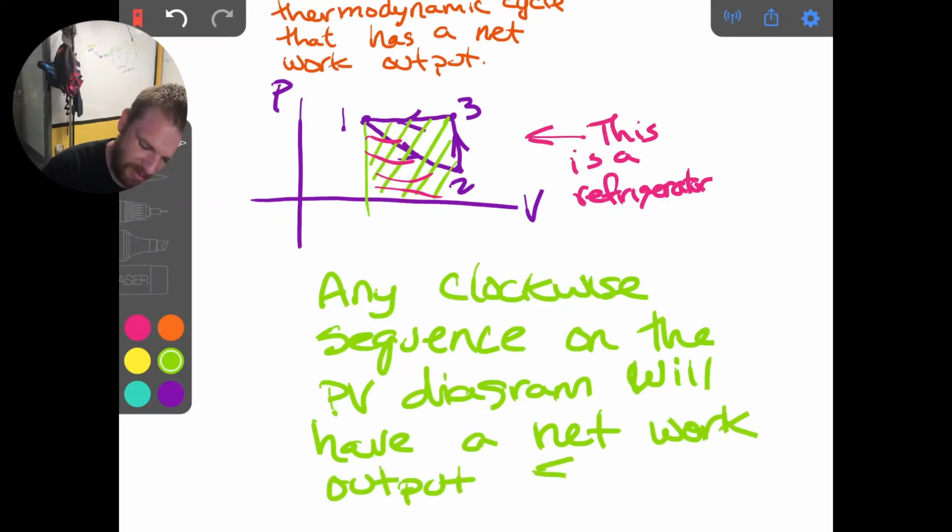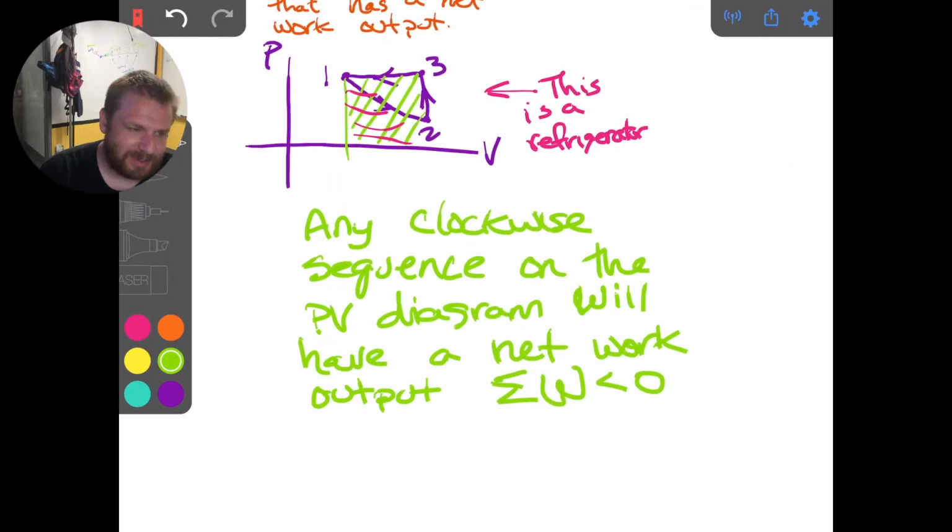And just to remind you that typically when we talk about work, ordinary W, the simple W, is the work done on the gas. So if we have a net work output, the gas is doing more work than we're doing on it. So in other words, the sum of the work is going to be less than 0 for a clockwise cycle. And a counterclockwise cycle is not going to be a heat engine. We have to put more work into it than we get out.